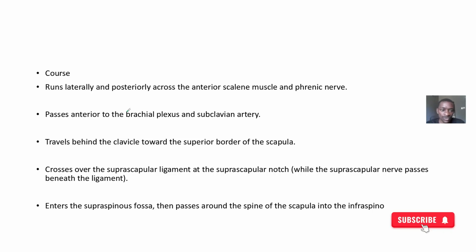It runs laterally and posteriorly across the anterior scalene muscles and the phrenic nerve, passes anterior to the brachial plexus and the subclavian artery, travels behind the clavicle towards the superior border of the scapula, and crosses over what? The suprascapular ligament at the suprascapular notch. Then it enters the supraspinous fossa, and passes around the spine of the scapula into the infraspinous fossa.